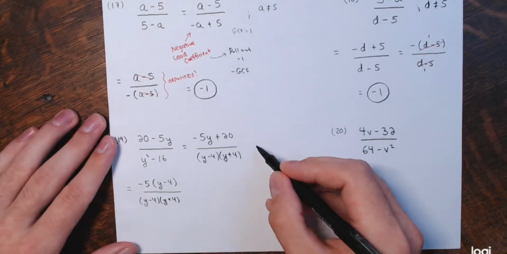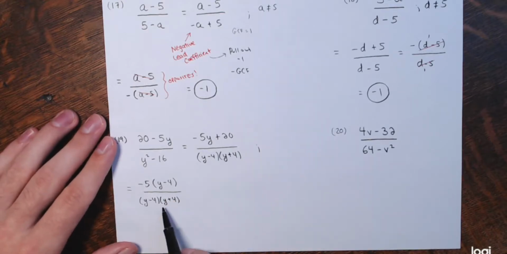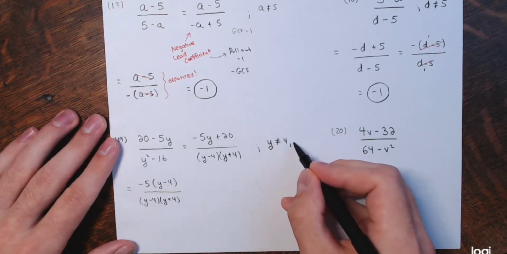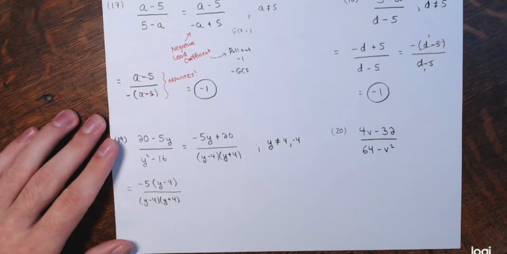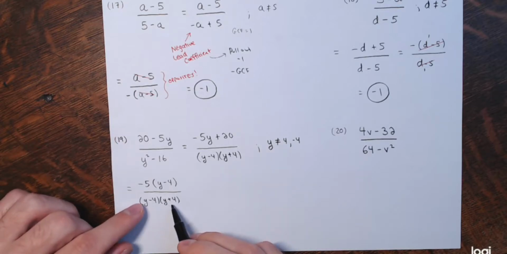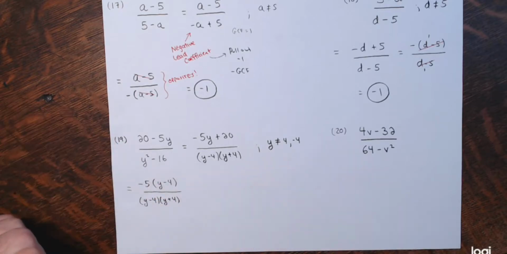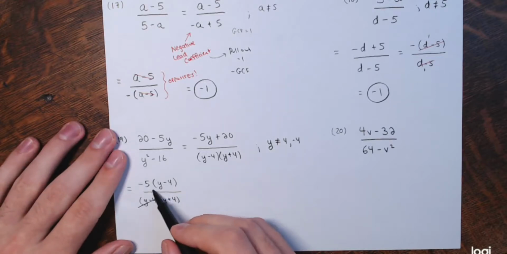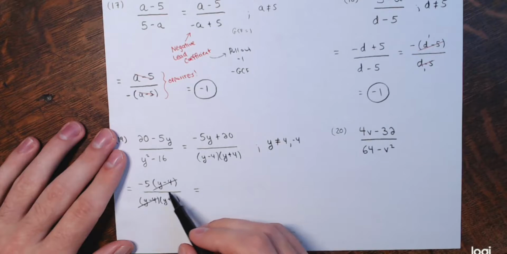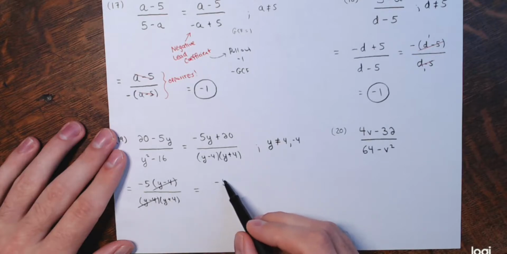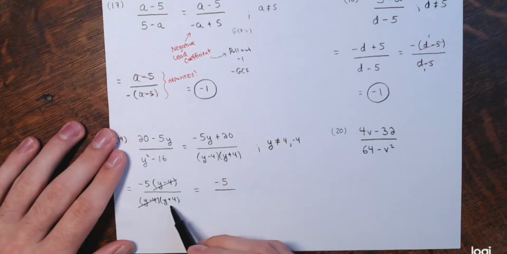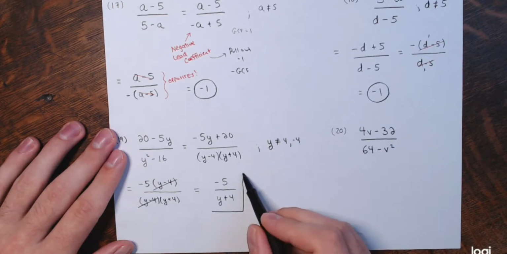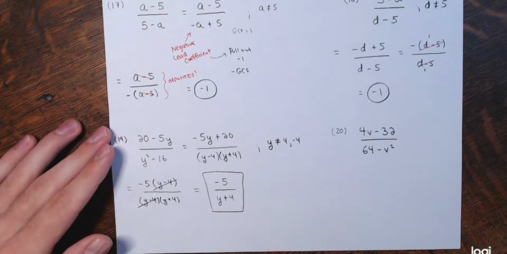And then before I do any canceling, I'll note to myself that the value of y cannot be 4 or -4, because those will make me divide by 0. But y can be any other number, and I'll be fine. And then they've got y minus 4 as common factors. Alright, and then in the numerator I'm left with -5. In the denominator I'm left with y plus 4. And that's as simple as that would get.